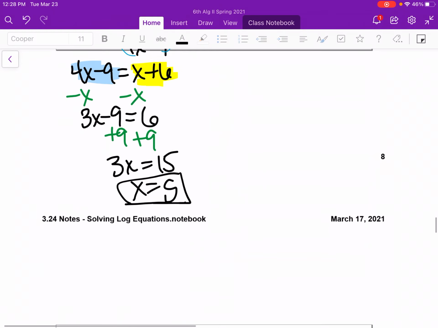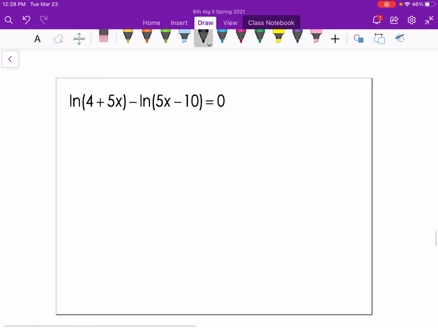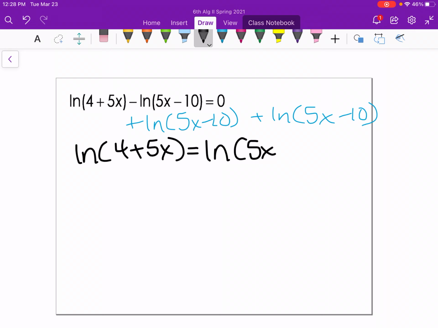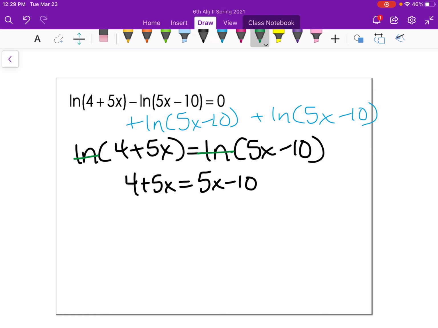If a log was equal to a log, I could do that here and then just get rid of everything. So if I add the natural log of 5x minus 10 to both sides, you get the natural log of 4 plus 5x equals the natural log of 5x minus 10. And I just showed you that you could just get rid of the natural logs because they're equal to each other. So you have 4 plus 5x equals 5x minus 10 and solve.